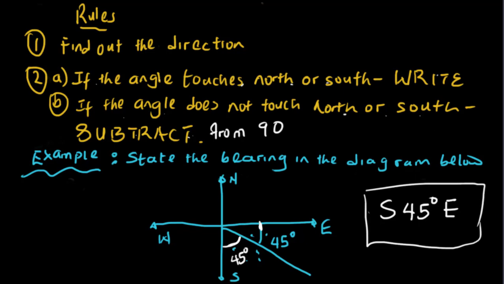Now don't forget, we have two methods of representing bearing. The first method, which we've considered in this video, is acute angle bearing. And then we have two rules to be able to get acute angle bearing without any headache. The first rule is to find out the direction. The second rule is that if the angle touches north or south, we write the value given. If the angle does not touch north or south, we subtract from 90. I hope you understand. I hope it's simple enough.